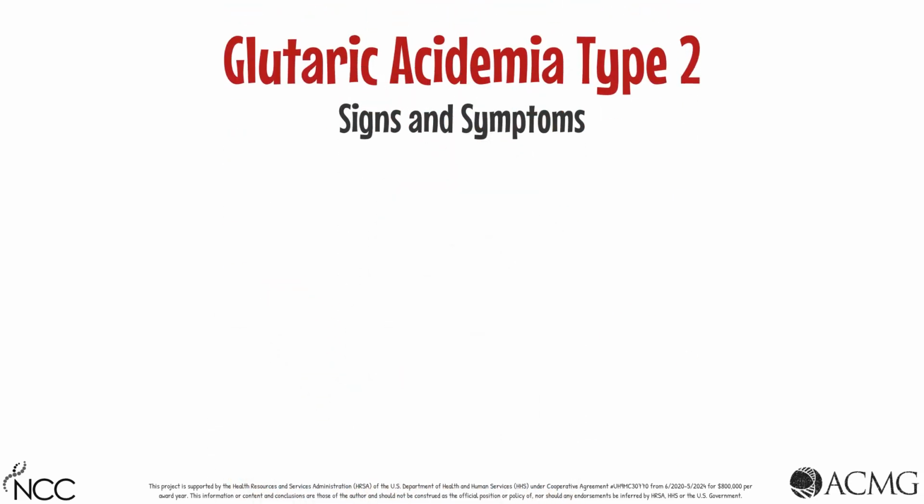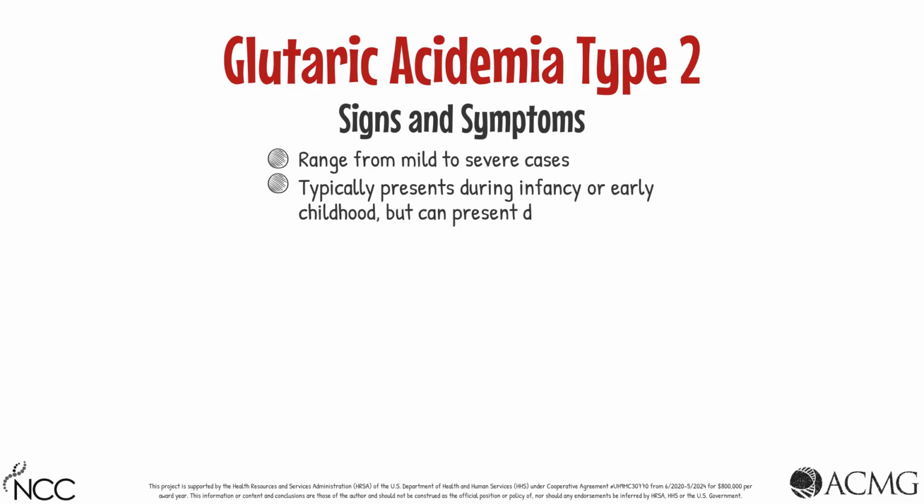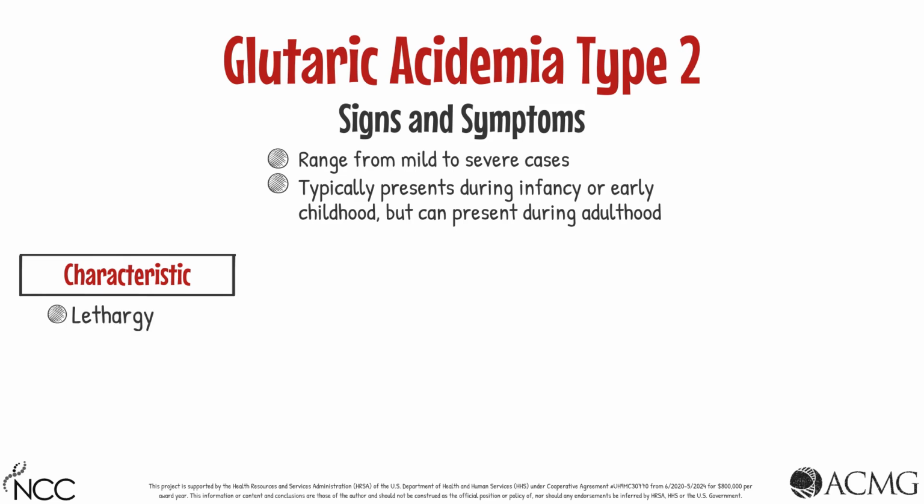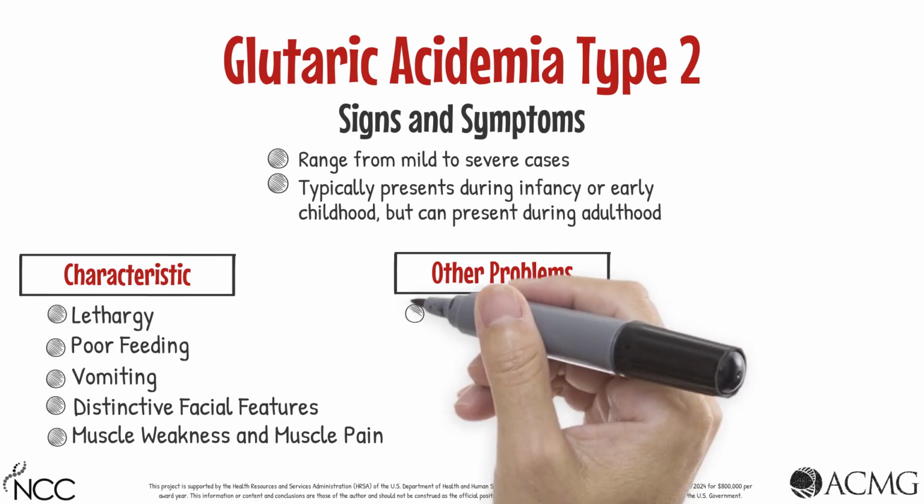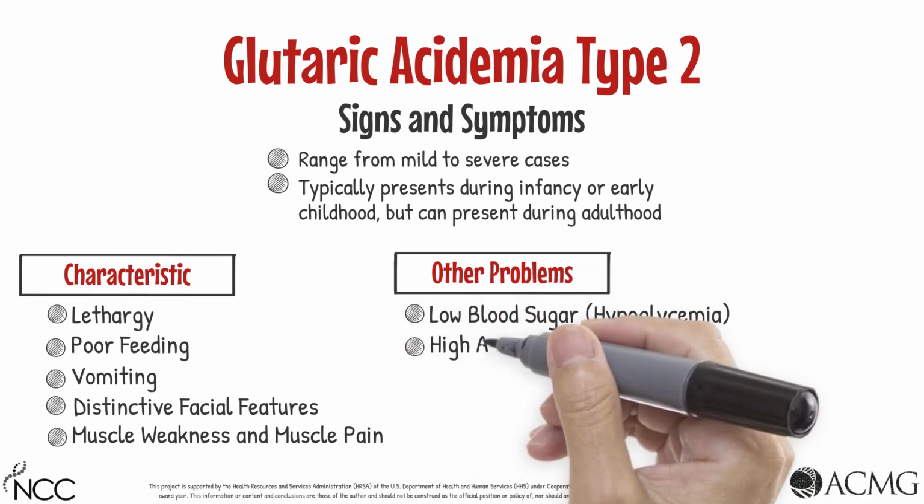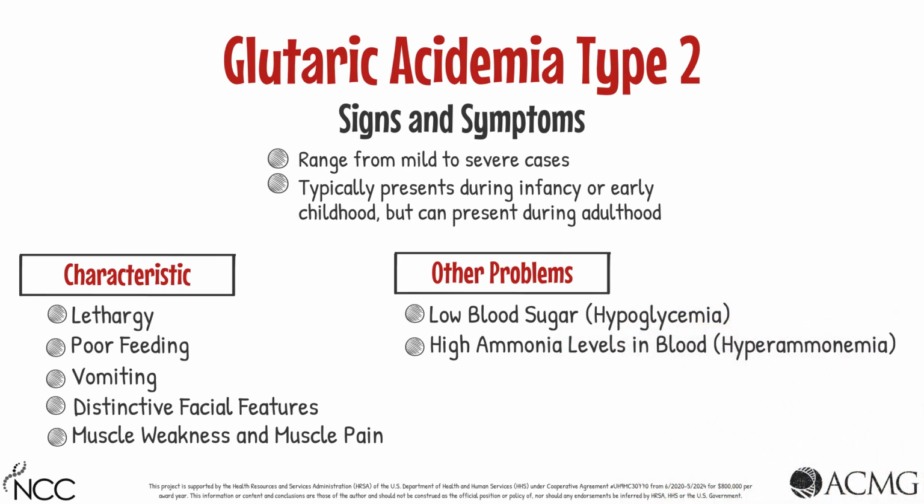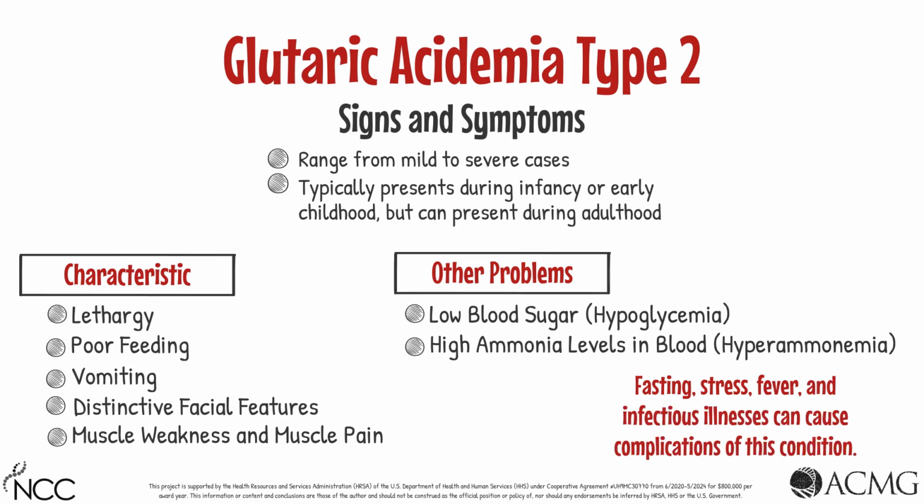Presentation of Glutaric Acidemia Type 2 can vary widely, ranging from mild to severe signs and symptoms. This condition typically presents during infancy or early childhood, though it can also present during adulthood. Typical signs and symptoms include lethargy, poor feeding, vomiting, facial dysmorphism, muscle weakness, and muscle pain. Additional problems include low blood sugar or hypoglycemia and high ammonia levels in the blood or hyperammonemia. Fasting, stress, fever, and infectious illnesses can cause complications of this condition.